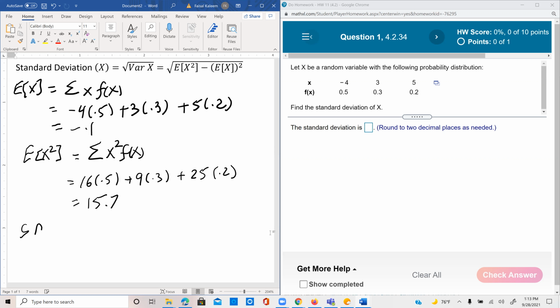So standard deviation is the square root of E of x squared, which is 15.7, minus E of x whole squared, so minus -0.1 whole squared. And I get 2.39.